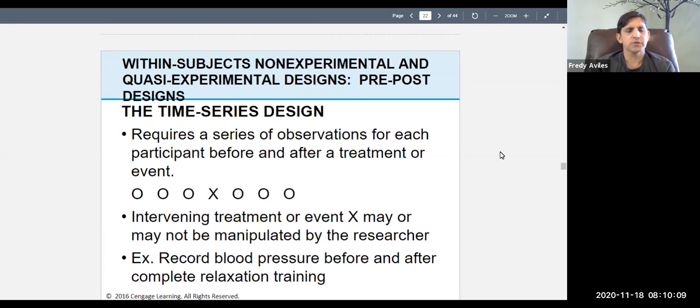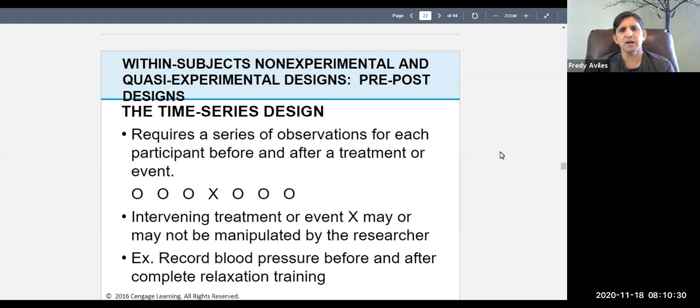Okay, welcome to Psych 200 Research Methods, Introduction to Research Methods. Today, we're still on that chapter on non-experimental and quasi-experimental designs. We talked about a whole bunch of them last time, and today we're going to talk about the rest of these non-experimental and quasi-experimental designs.